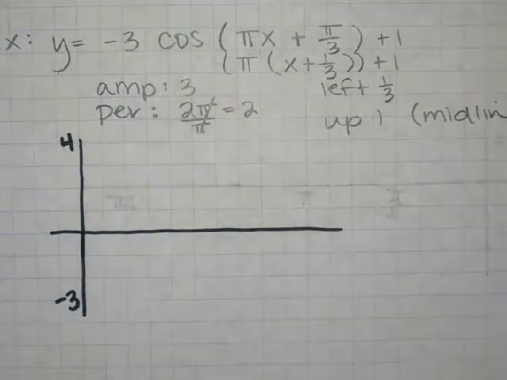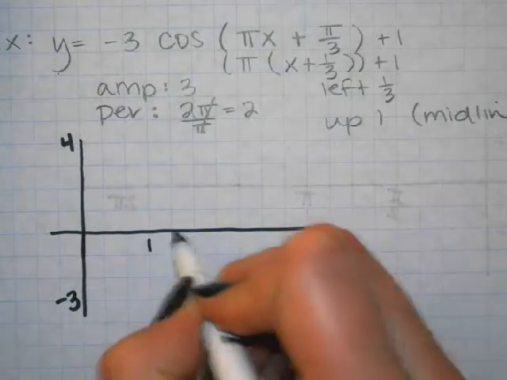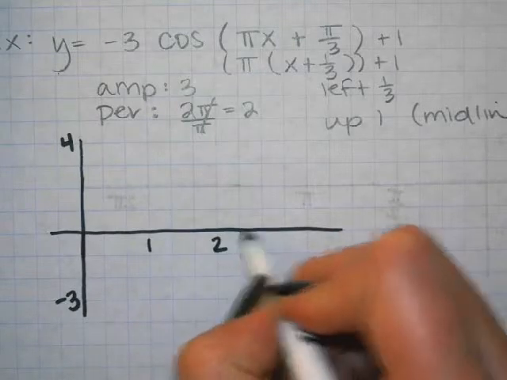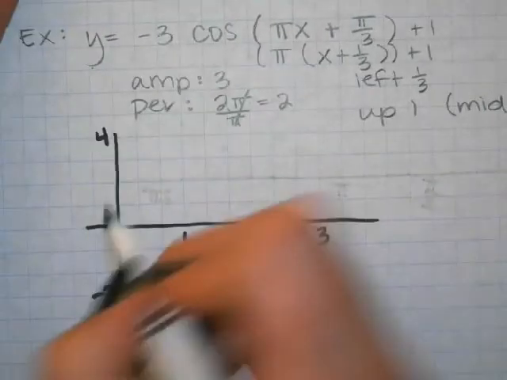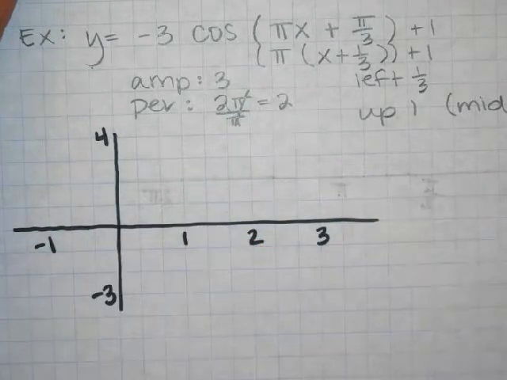All right, so we're thinking if we do 6 boxes for the period of 2, then a shift of 1/3 would be easier to draw. Okay, because that's a 3. So we're going to count 1, 2, 3 and put 1, 1, 2, 3 and put 2, 1, 2, 3 and put 3, 1, 2, 3, negative 1.